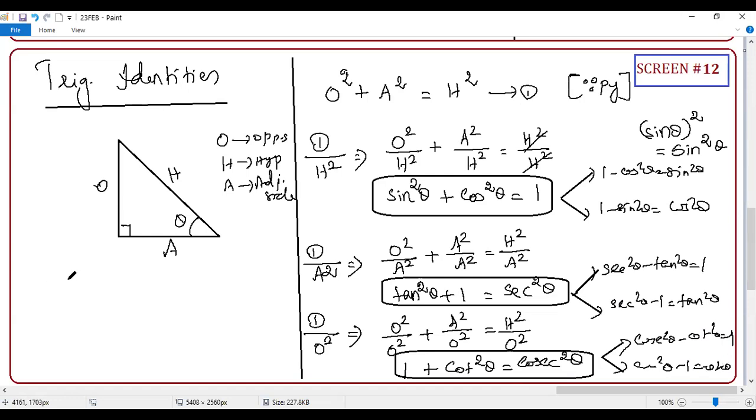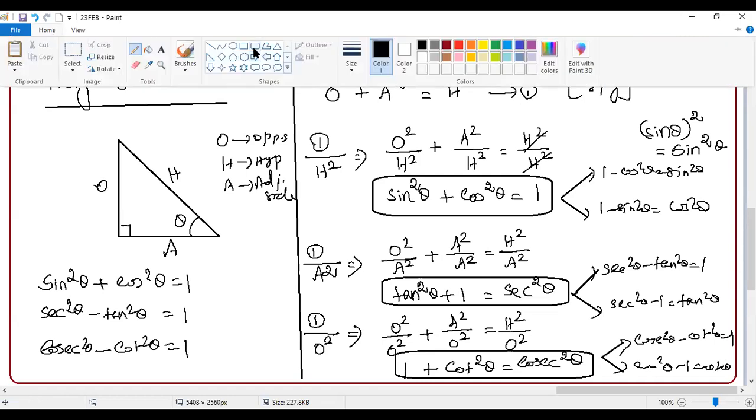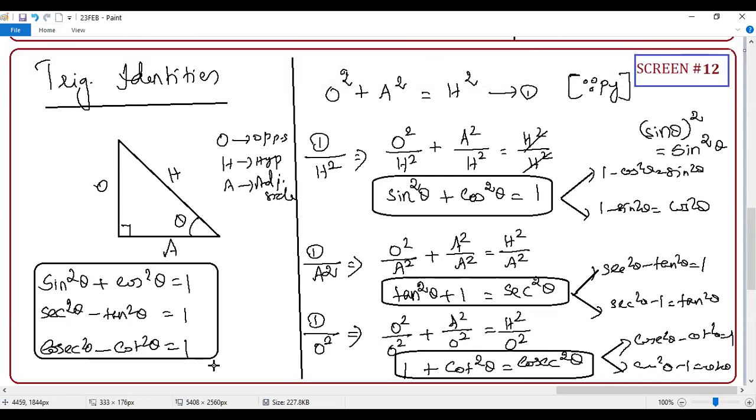So normally, guys, finally, people will say sine square theta plus cos square theta equal to 1. Then sec square theta minus tan square theta equal to 1. And cosec square theta minus cot square theta equal to 1. Guys, these three are the powerful trigonometry identities. I cannot limit their application, student. Please revise all the things, guys.